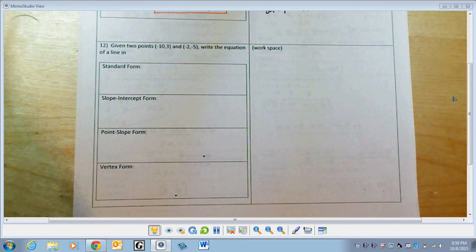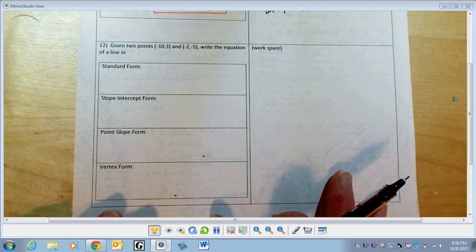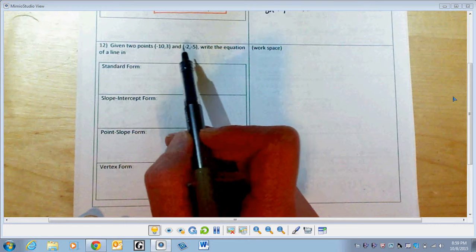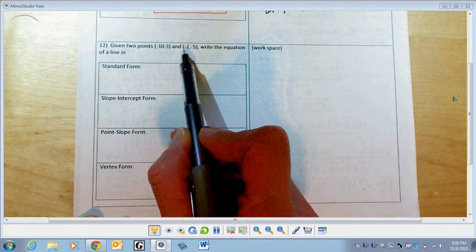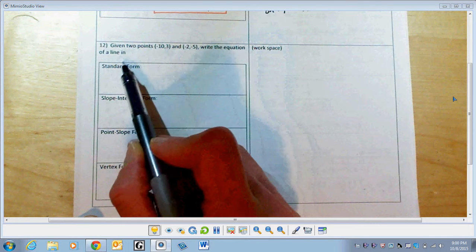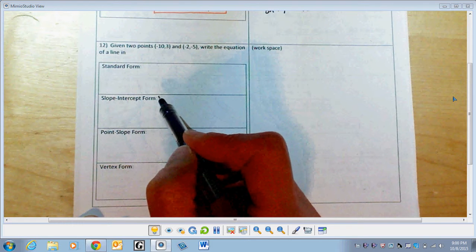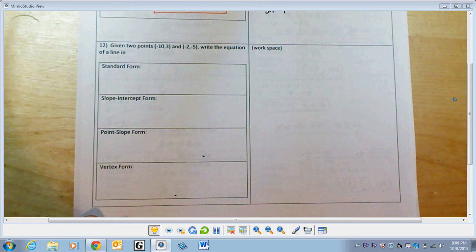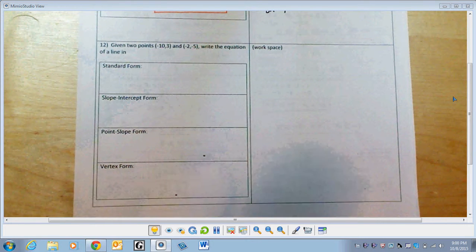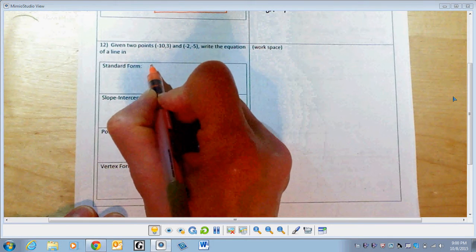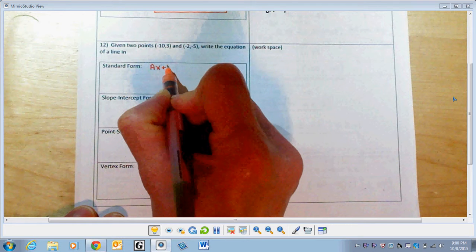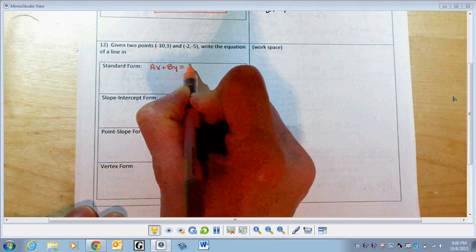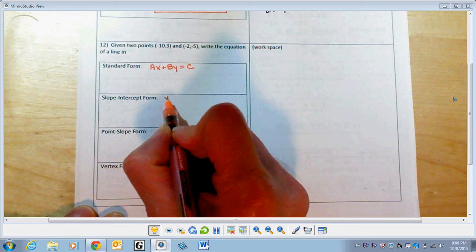This problem isn't much different from problem number 11, except I have to do one more step, essentially. So let's look here. What did they give us? They gave us 2 points, and they want us to write the equation of the line in standard form, slope-intercept form, point-slope form, and vertex form. So just like in the other problem, I'm going to write these down generically, just so I can see what they look like.